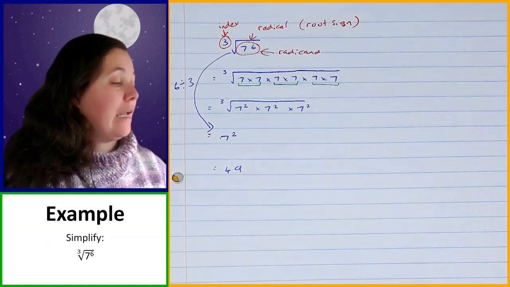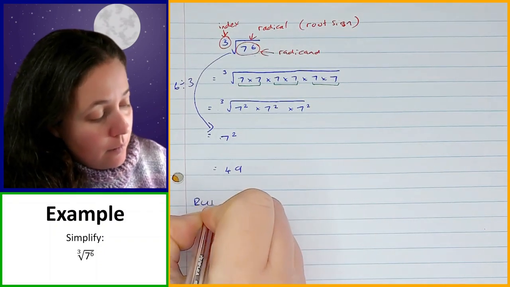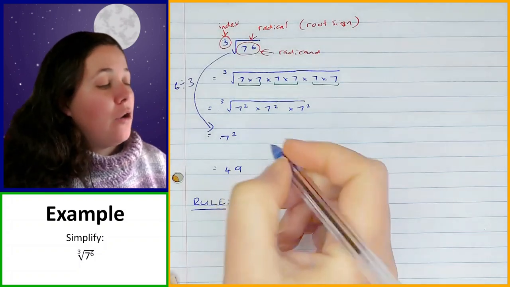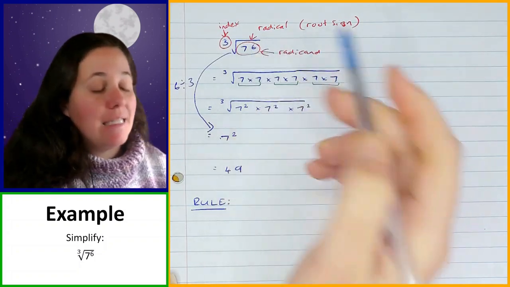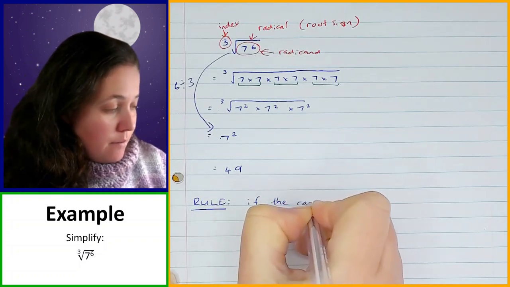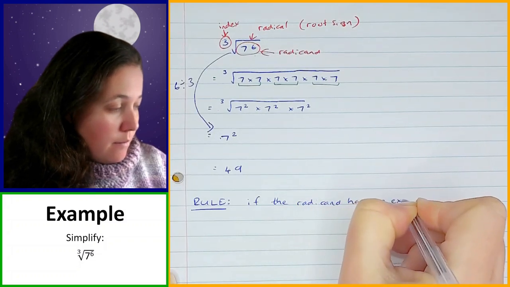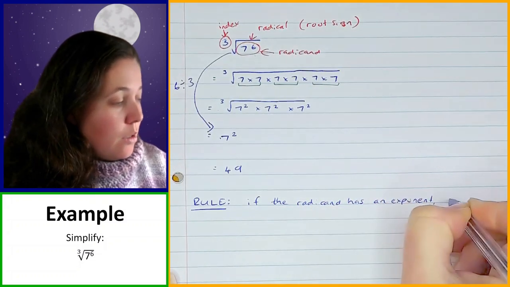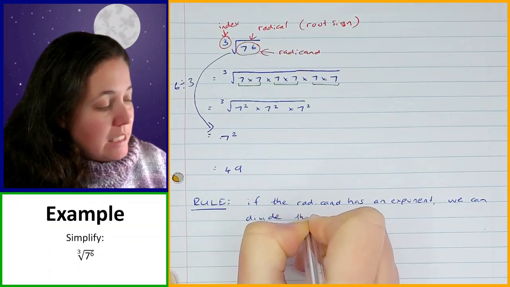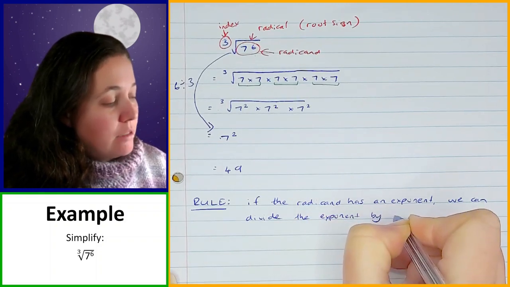Okay, so this is where we can now get to a rule that we can use. Our rule is that if our radicand, this number over here, has an exponent, we can divide the exponent by the radical's index.